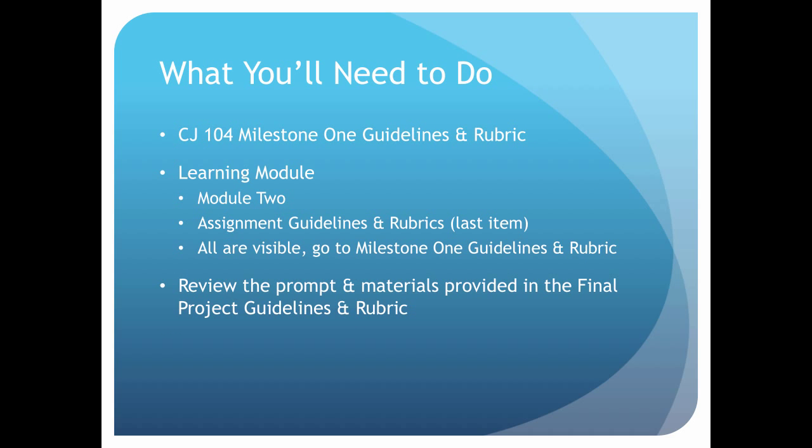The CJ 104 guidelines and rubric, you can find it by going to the Learning module on the home page. Click on Module 2, then click on Assignment and Guidelines. Assignment Guidelines and Rubric, it is the last item. All of the assignment guidelines and rubrics are visible, but you want to go to Milestone 1 Guidelines and Rubrics. Okay? Review the prompt and materials provided in the final project guidelines.